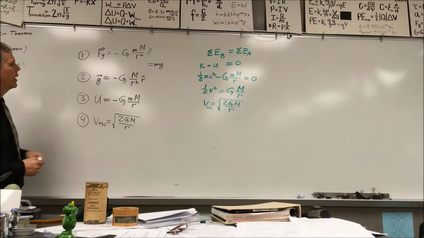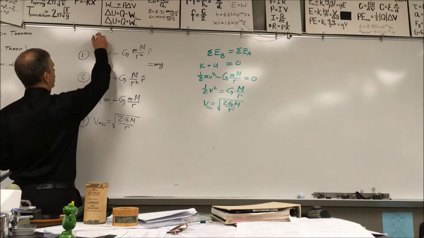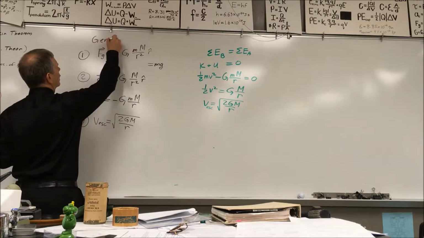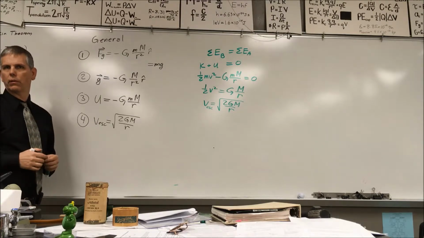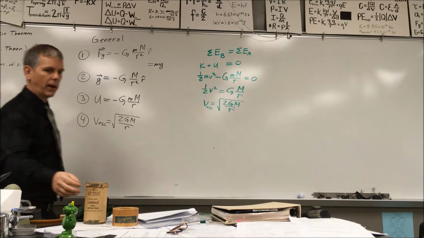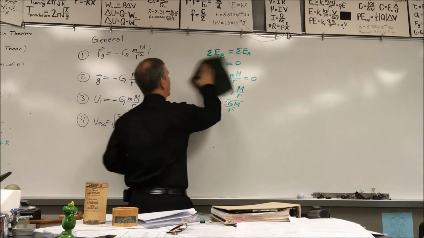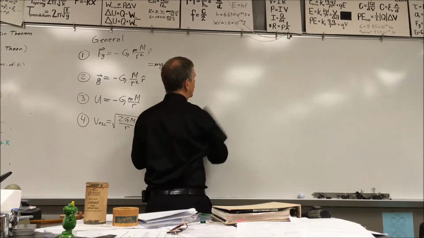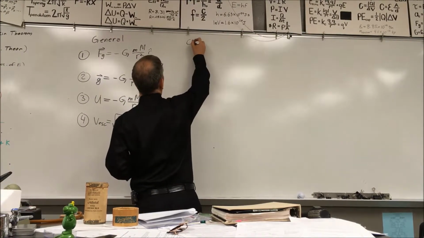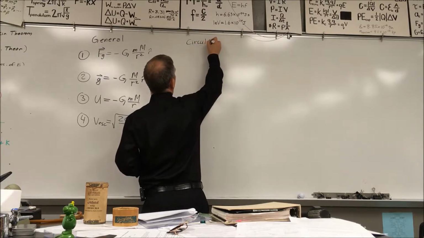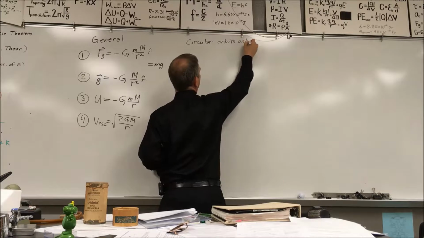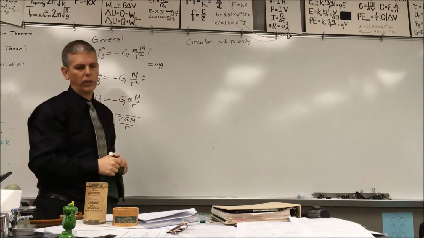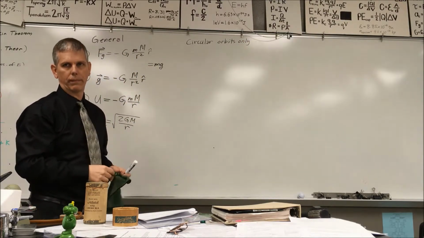By the way, all of these equations right here are general equations. General equations mean they are true in all cases. You might say, but what other cases might there be? And that would be circular orbits. So in this case, what I'm going to derive here are the ones for circular orbits only.